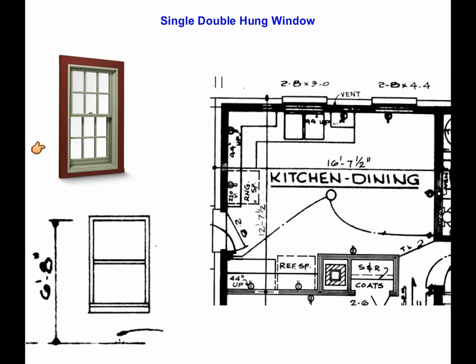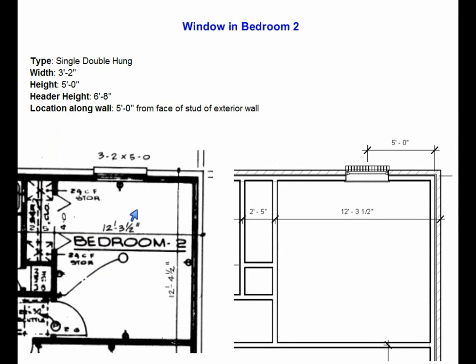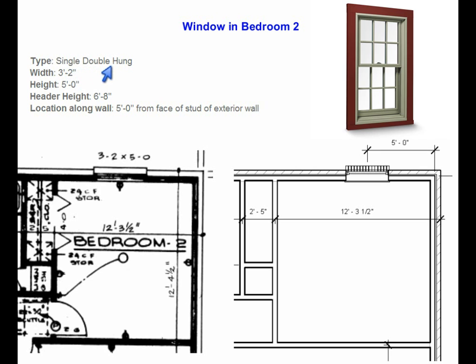What you see here is an example of a single double hung window. This is what the window looks like actually. This is what the window looks like in floor plan view. This is what a single double hung window looks like in elevation. The first window you will install in the project will be a single double hung window.